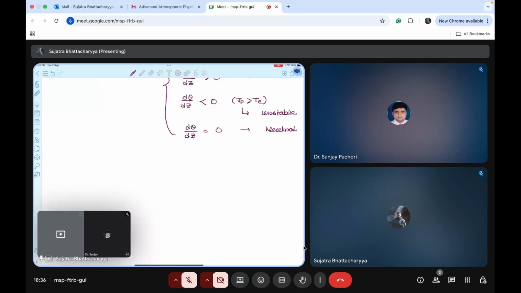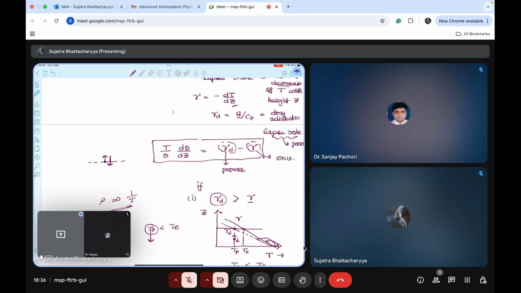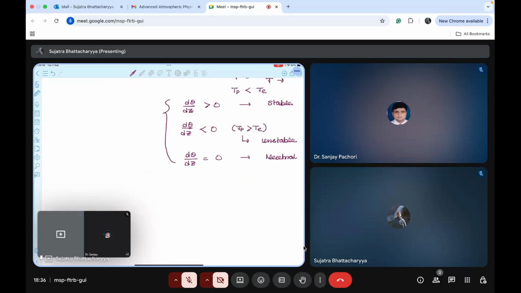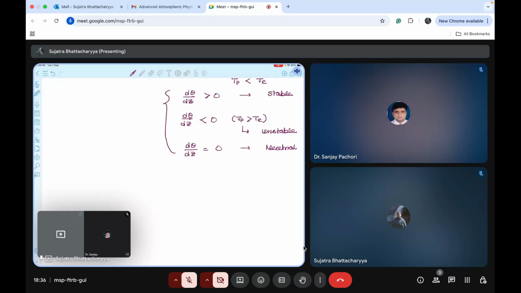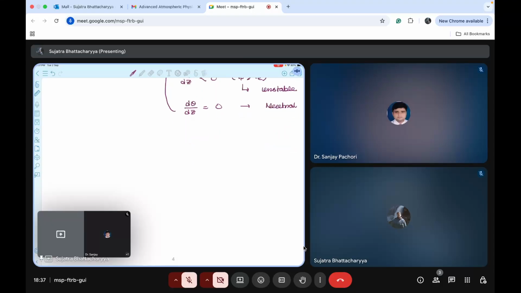Now we will connect this d theta dz, or 1 by theta d theta dz, with another important parameter, which we call the Brunt-Väisälä frequency. We will see that. So now let us consider a parcel, an air parcel, and the environment. This is the pure atmospheric thermodynamical part. So there is a parcel and there is an environment.